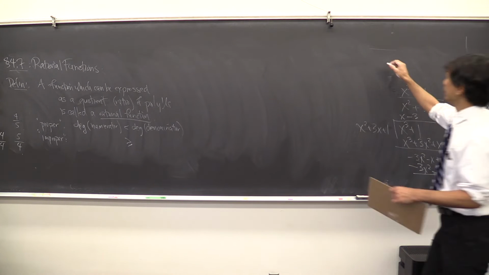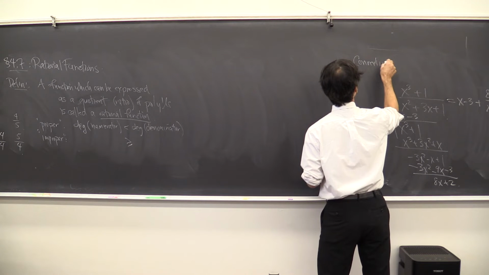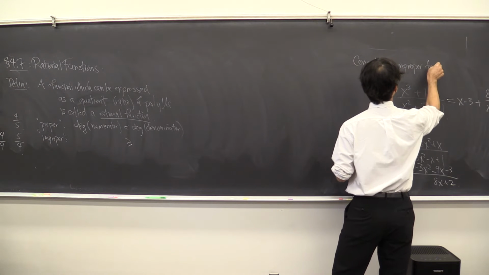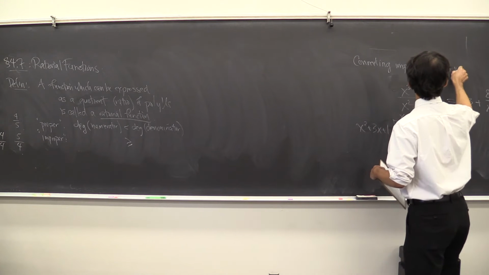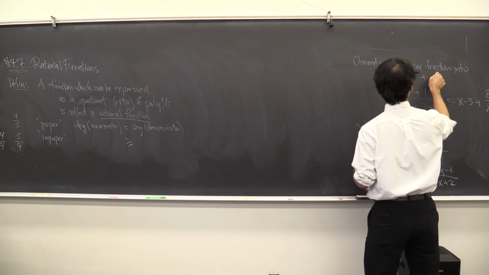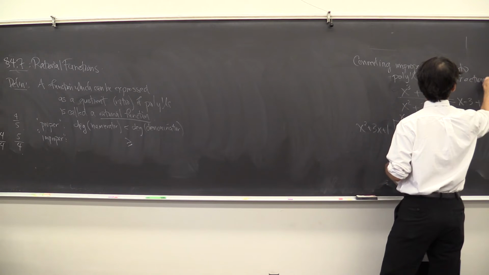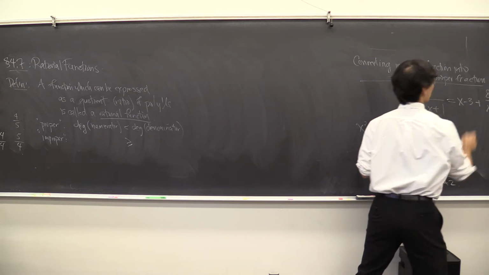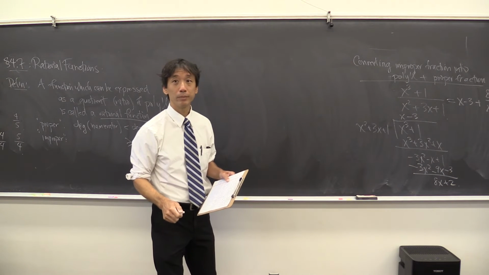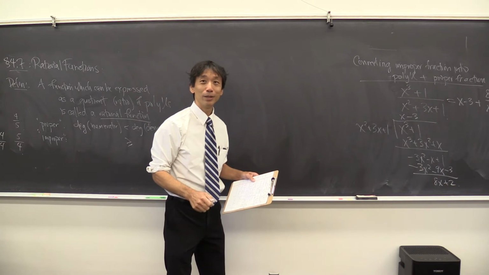So this is how you would convert an improper fraction into a polynomial plus a proper fraction. Have I made a mistake, Jane? No? Okay. Just trying to follow.